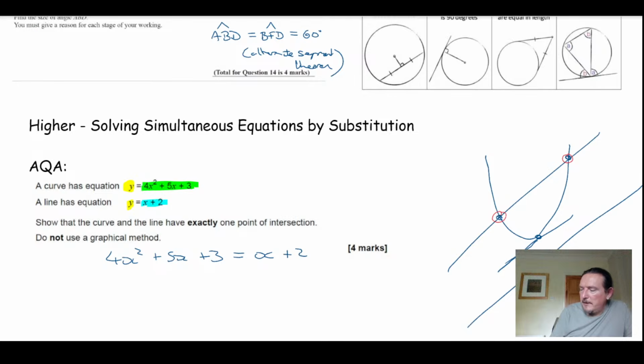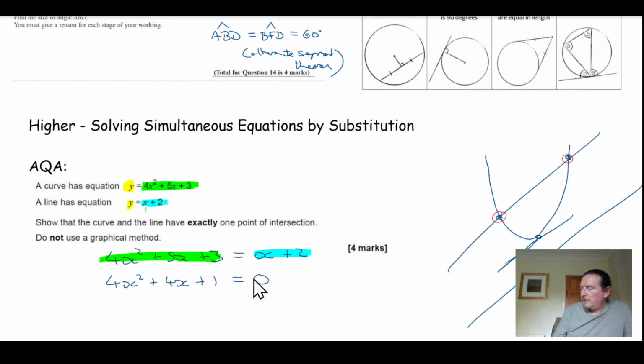And this is what we mean by solving by substitution. We're substituting the y in the first equation with the value of y in the second equation. We just put those 2 bits together like that. Now to solve this, what we need to do is bring everything to one side and then hopefully factorize and find solutions that way. So taking x away from both sides, I'm going to get 4x squared plus 4x, and taking that 2 away as well, I'm going to get 4x squared plus 4x plus 1 is equal to 0.